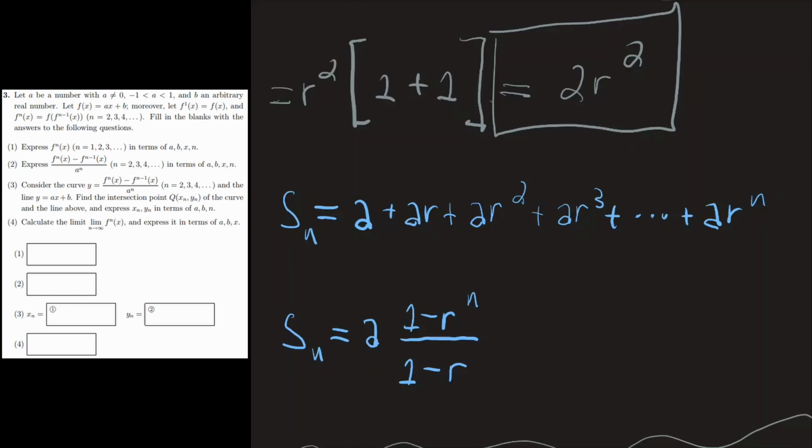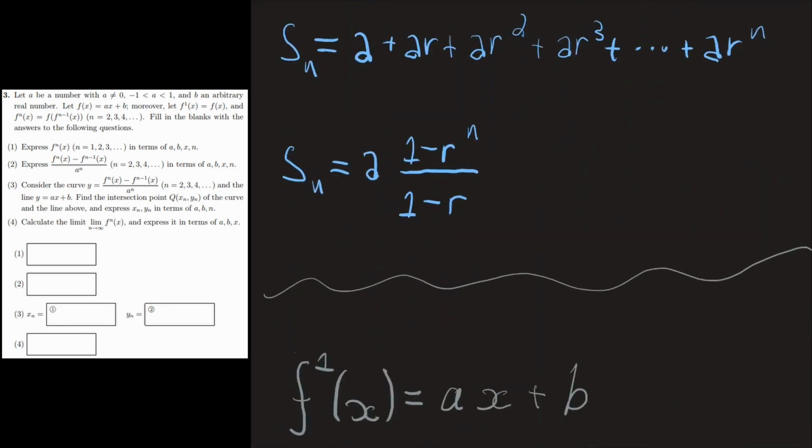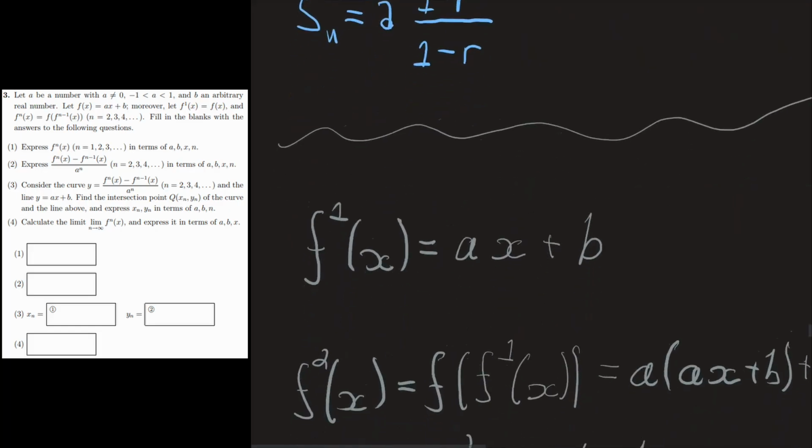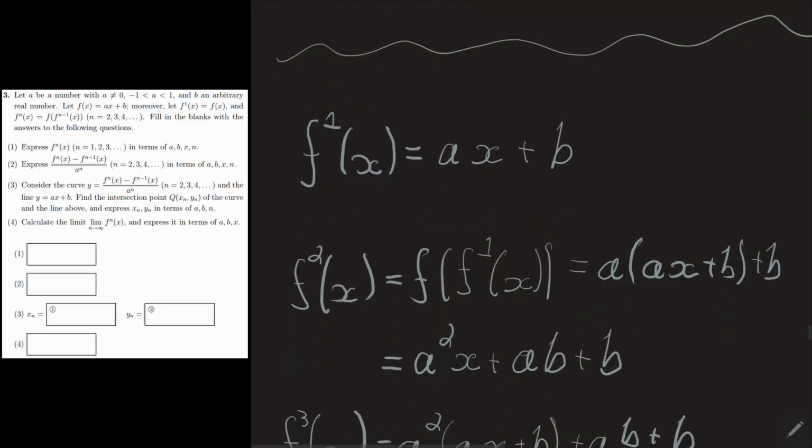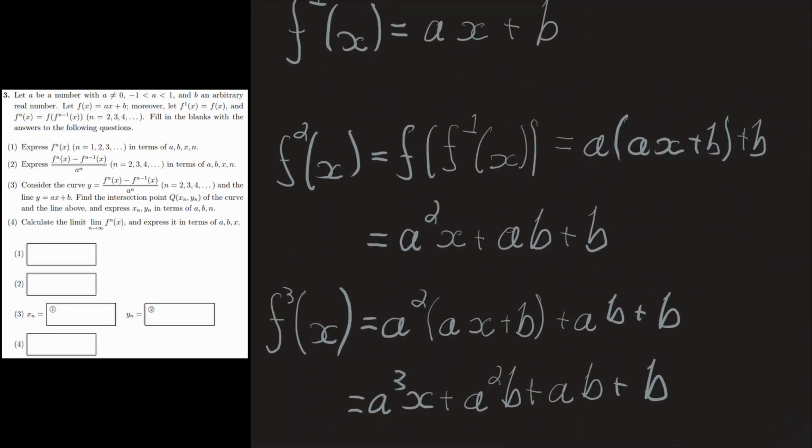So to start, let's just check the first few values for n. So f1 of x is just ax plus b. f2 of x is f of f1 of x. So we take f1 of x and replace the x with ax plus b. And so if we expand, we get that f2 of x is equal to a squared x plus ab plus b. Next, let's check f3 of x, which is just f of f2 of x. So we take f2 of x, which we just found, and replace the x with ax plus b. And then if we expand that, we get a cubed x plus a squared b plus ab plus b.